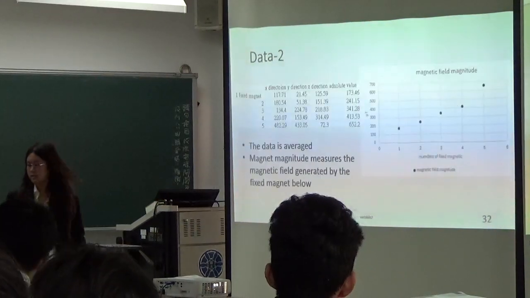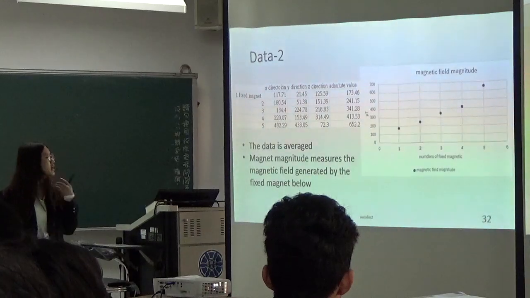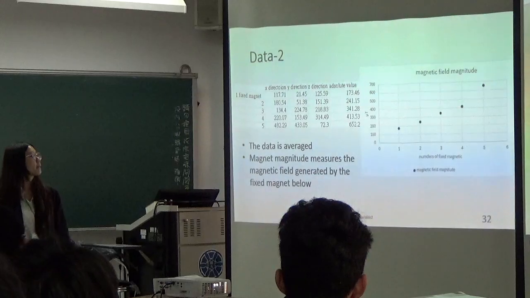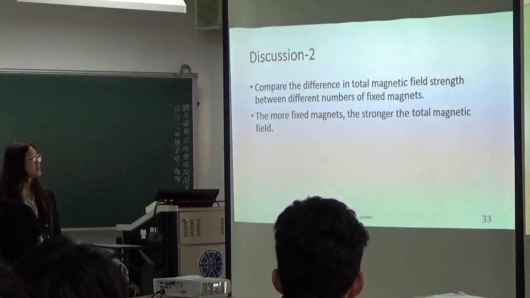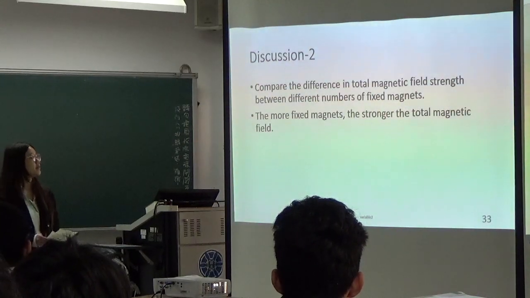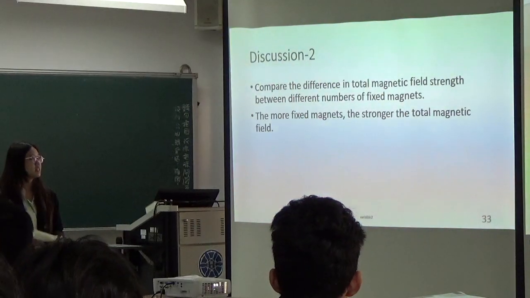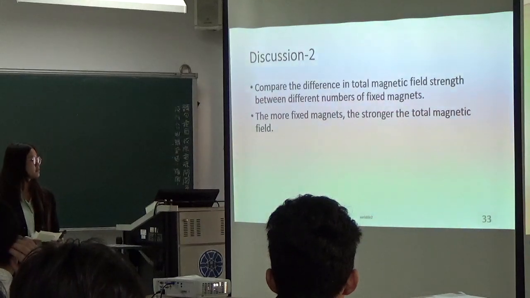And the magnetic field generated by the fixed magnets below. Compare the difference in total magnetic field strength between different numbers of fixed magnets. The more fixed magnets, the stronger the total magnetic field.